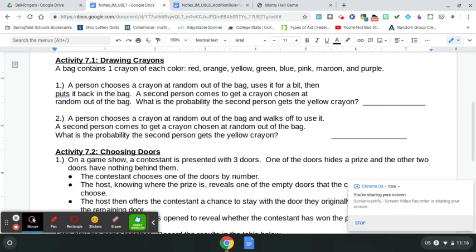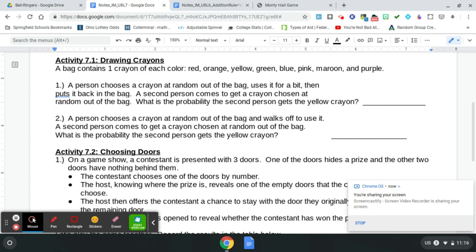Let's talk about activity 7.1, drawing crayons. A bag contains one crayon of each color: red, orange, yellow, green, blue, pink, maroon, and purple. So if we count those up, 1, 2, 3, 4, 5, 6, 7, 8, there are 8 total crayons inside the bag. A person chooses a crayon at random out of the bag, uses it for a bit, then puts it back in the bag.